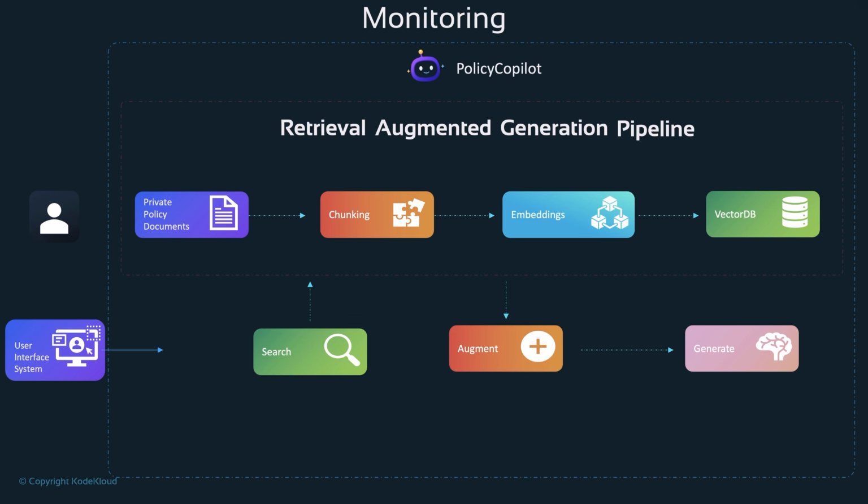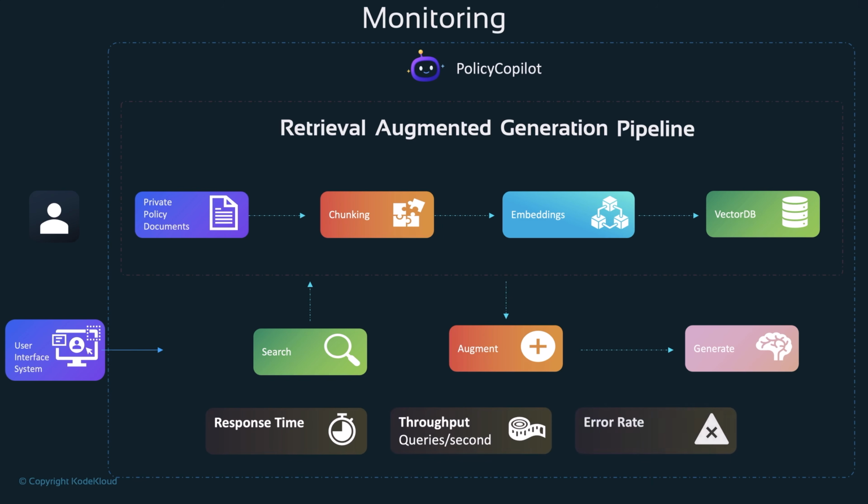You can't manage what you don't measure. In production, we need to monitor everything to understand how our RAG system is performing and when problems occur. The best metrics are response time, how fast we answer questions, throughput, how many queries we handle per second, error rate, what percentage of requests fail, but RAG systems have their own specific metrics we need to track.